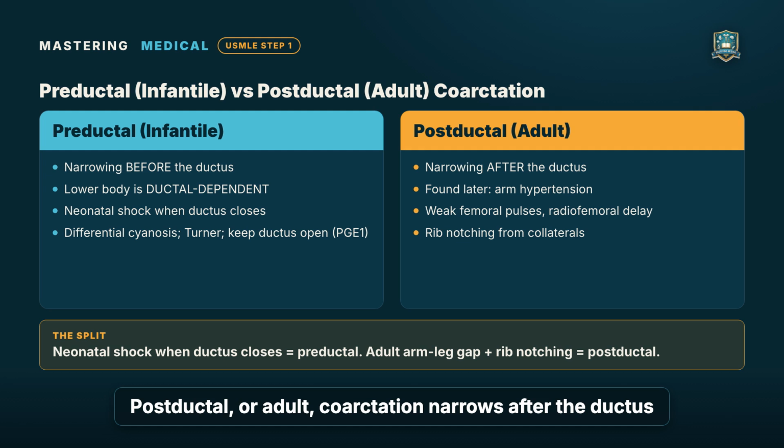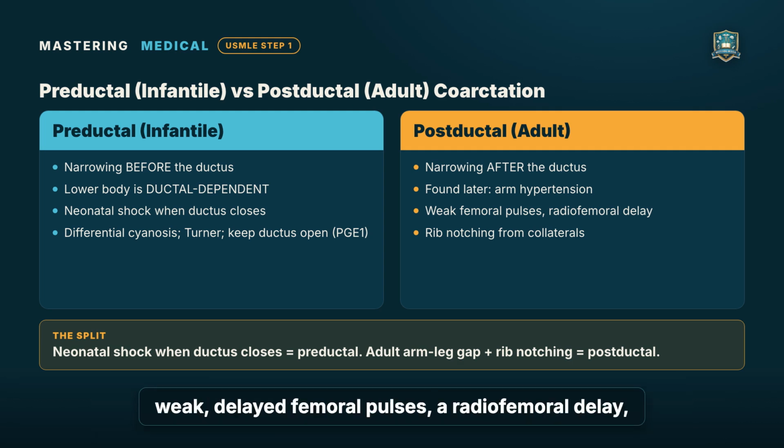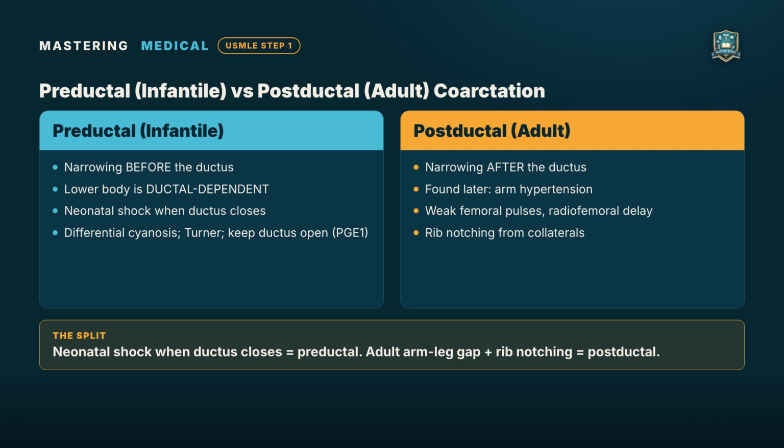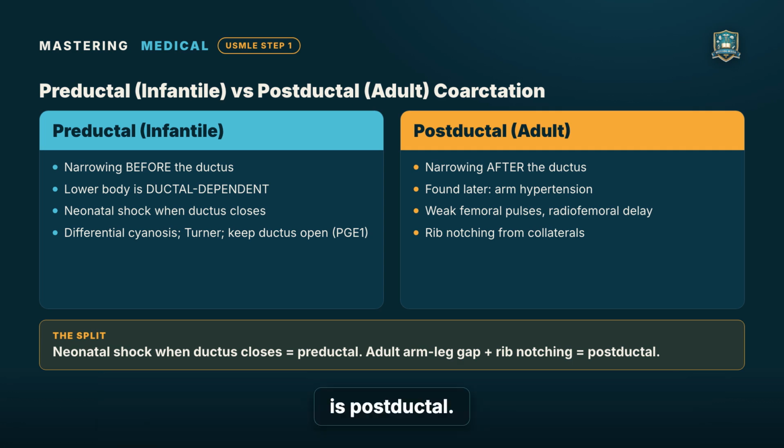Postductal or adult coarctation narrows after the ductus and is found years later as upper extremity hypertension with weak, delayed femoral pulses, a radiofemoral delay, and rib notching from collateral vessels. So neonatal collapse when the ductus closes is preductal, while an adult with an arm-leg pressure gap and rib notching is postductal.